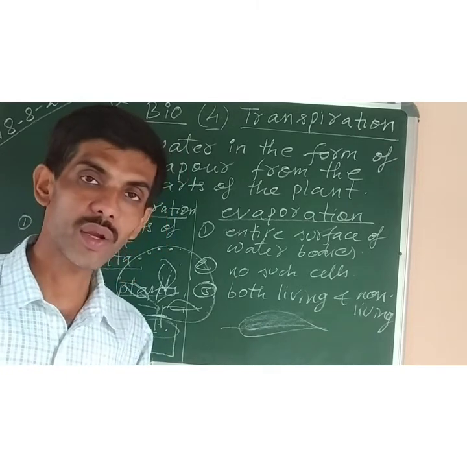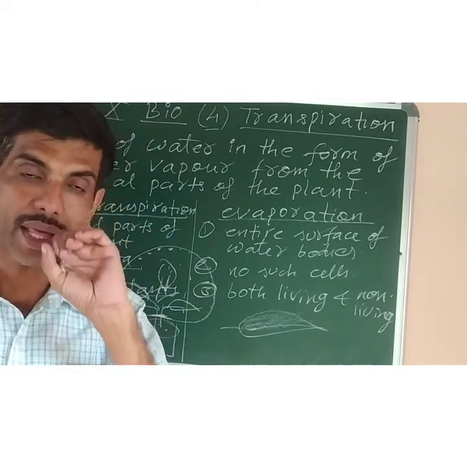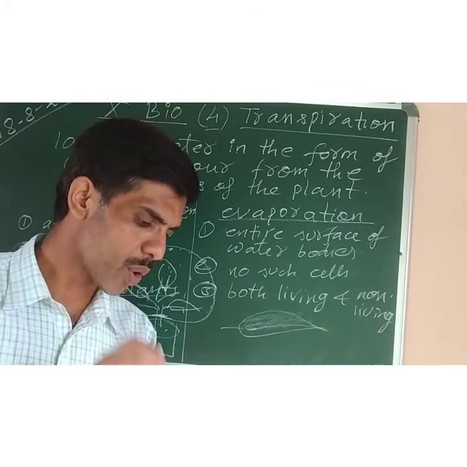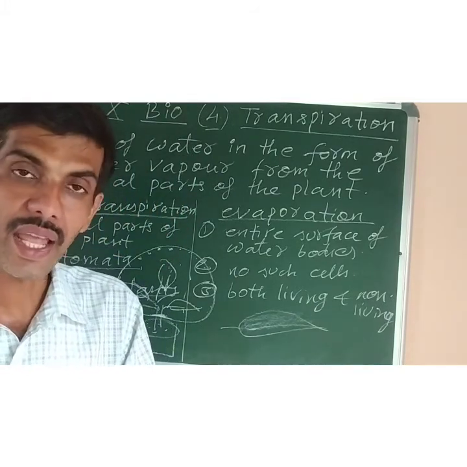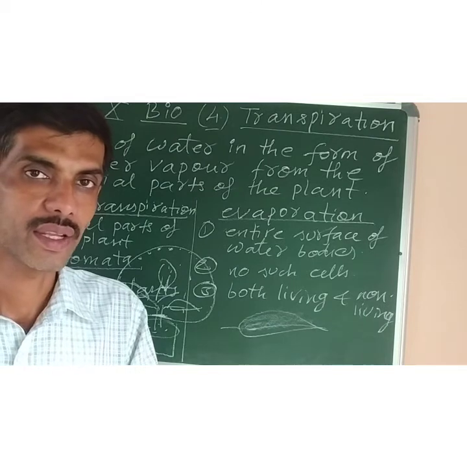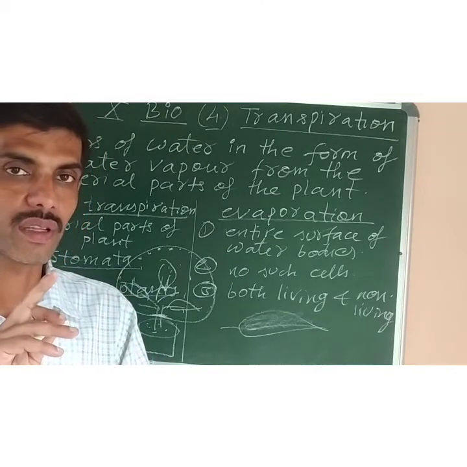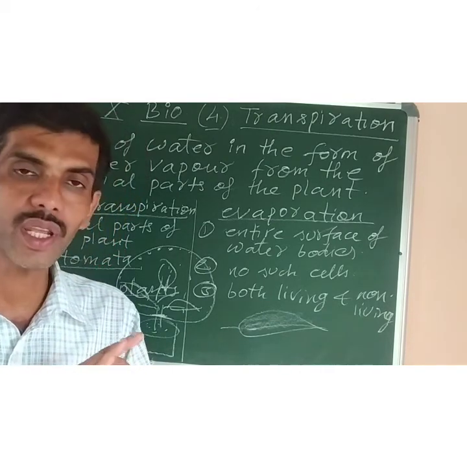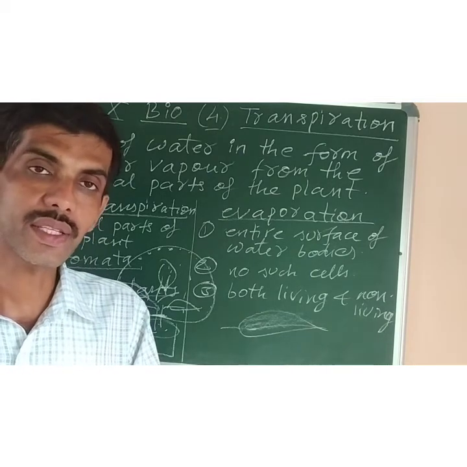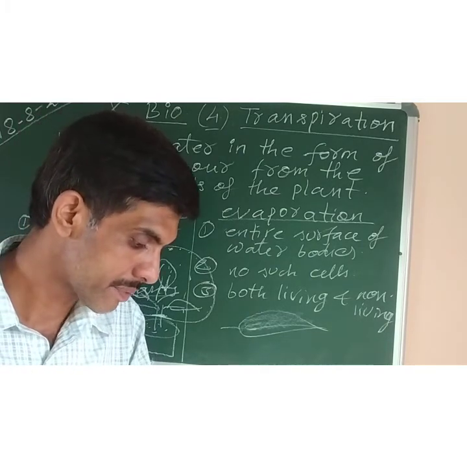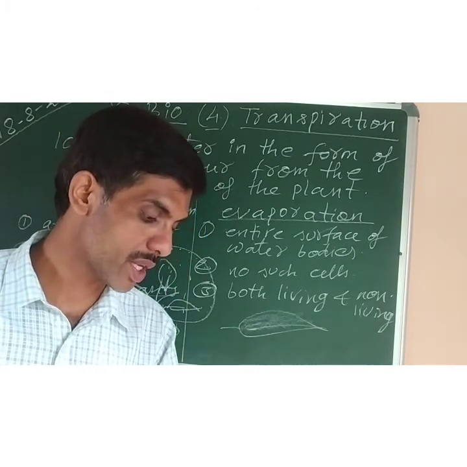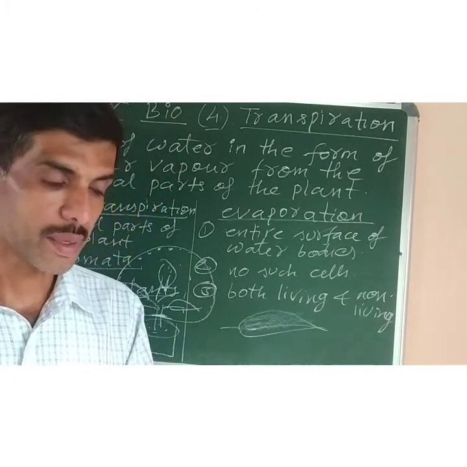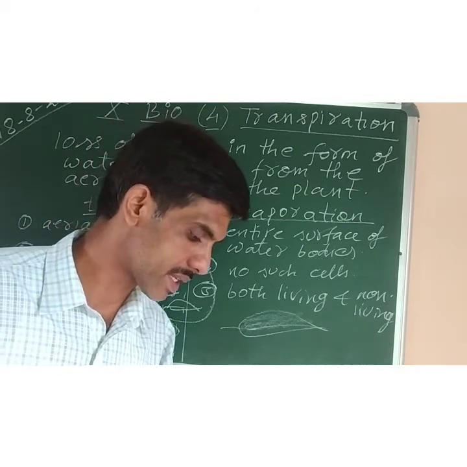Then comes lenticular transpiration. Lenticels are tiny pores present on old woody stems. They are small openings in the bark of woody trees, and they remain open throughout day and night. Like stomatal transpiration, there are guard cells to regulate the opening and closing of stomata. In lenticular transpiration, there are no such guard cells, and the lenticels remain open throughout day and night. The amount of water vapor lost through lenticels is usually insignificant, and it helps in the diffusion of respiratory gases.